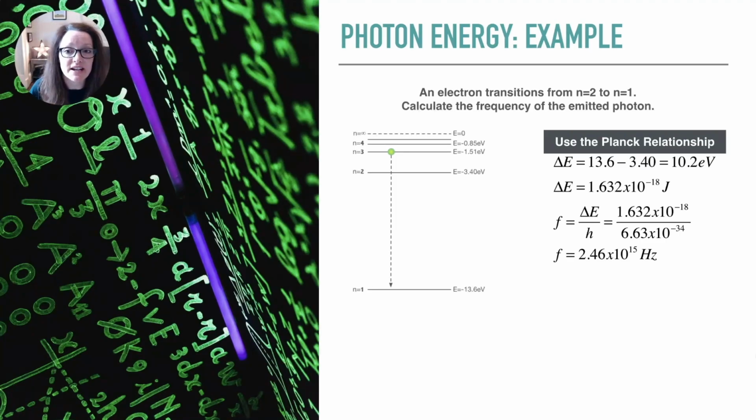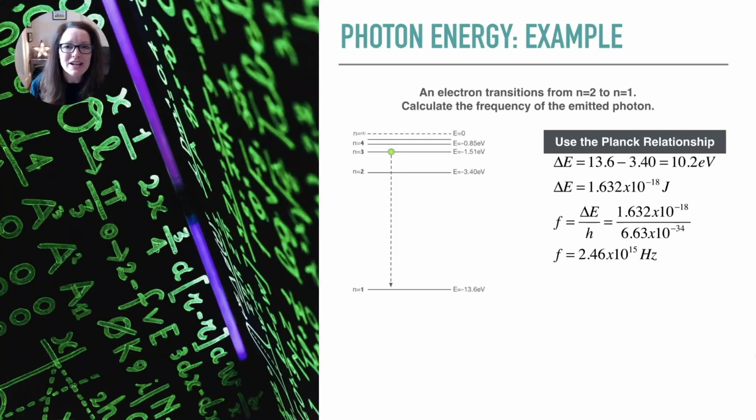This question says, an electron transitions from n equals 2 to n equals 1. Calculate the frequency of the emitted photon. So we go to n equals 2. The amount of energy it has there is 3.4. It wants to go to n equals 1. The amount of energy it needs there is 13.6. Don't worry about the negatives at the moment, just put them to one side. So the energy difference is 10.2 electron volts.